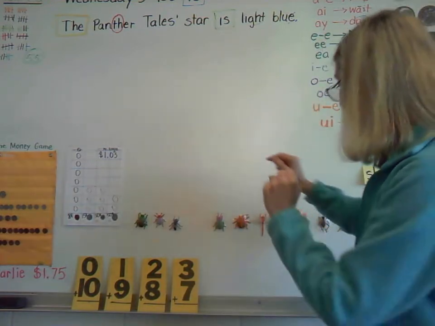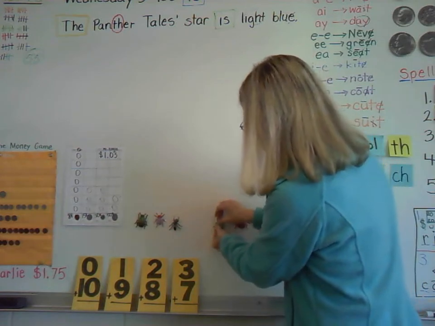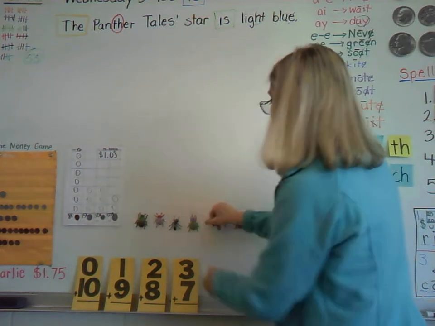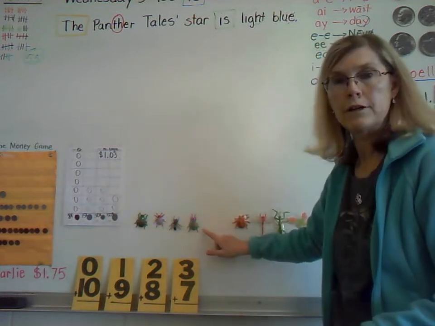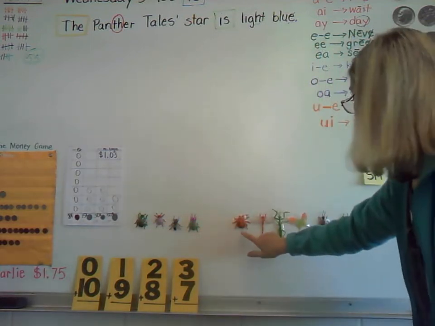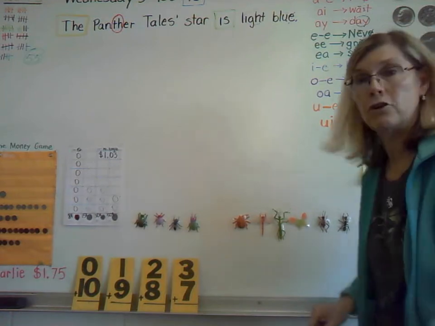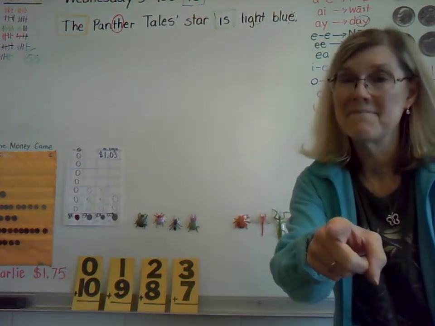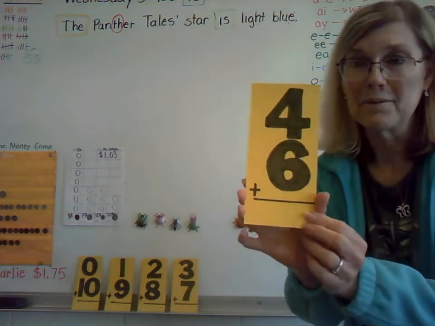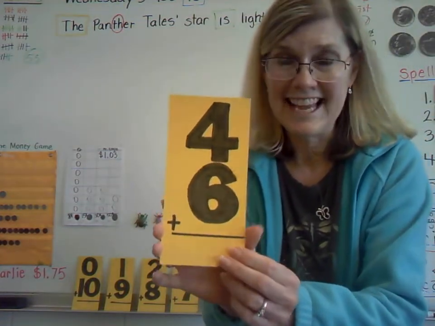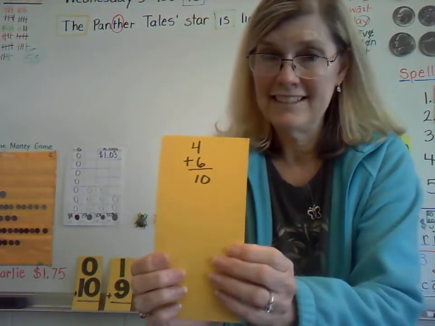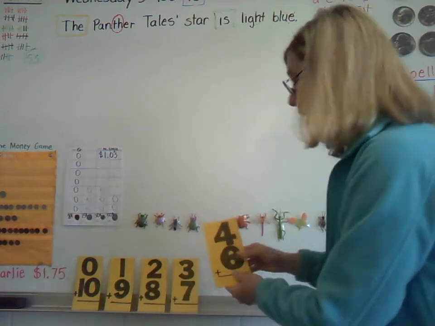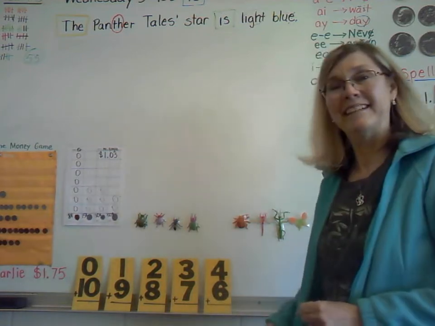Alrighty, let's take this lovely beetle and put this beetle over here by the fly. And we've got 1, 2, 3, 4 insects here, plus 1, 2, 3, 4, 5, 6 over here. Your equation is 4 plus 6 equals 10. There it is. Put it in your brain. 4 plus 6 equals 10. And I'll put it on the tray.